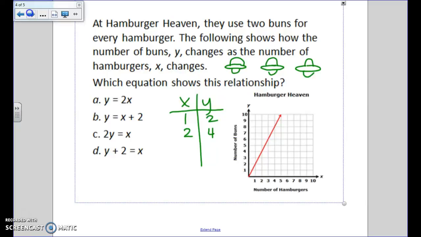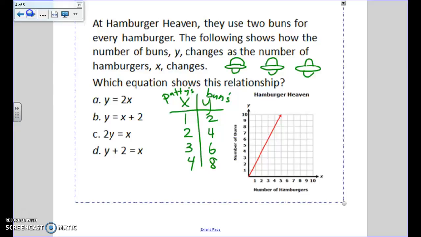So if there's two patties, there would have to be 4 buns. If there's 3 patties, there'd have to be 6 buns. If there's 4 patties, it'd be 8 buns. So what I've done here is I've made a T-chart again, and I'm all about the T-charts. So where X represents the patties, the independent variable is patties, and the Y, the dependent variable, is buns, because the number of buns depends on how many patties you have.